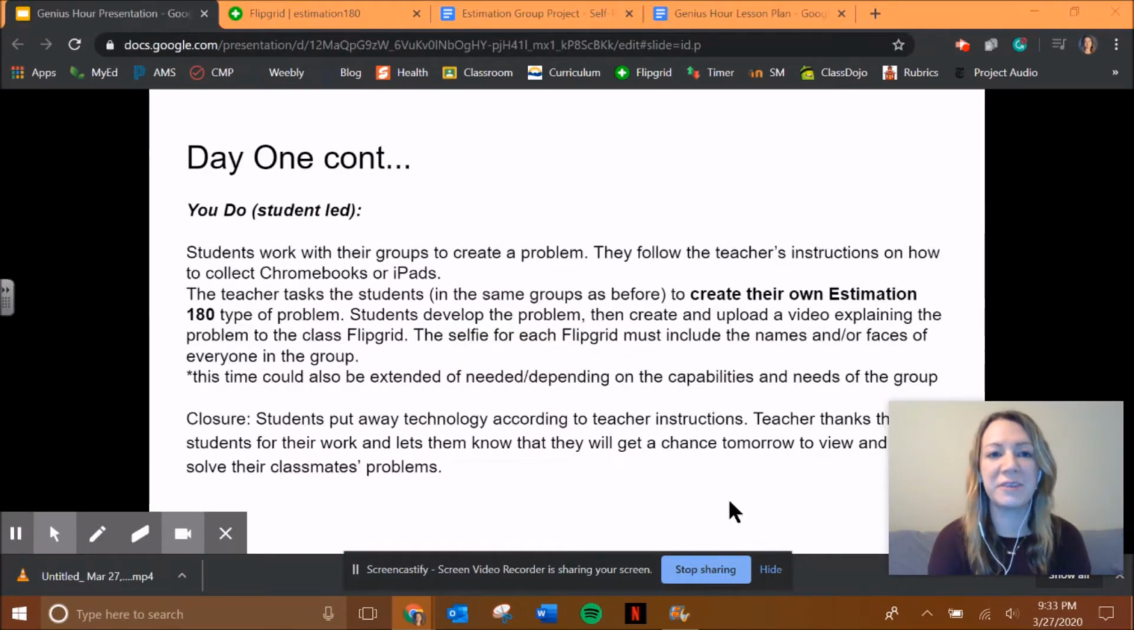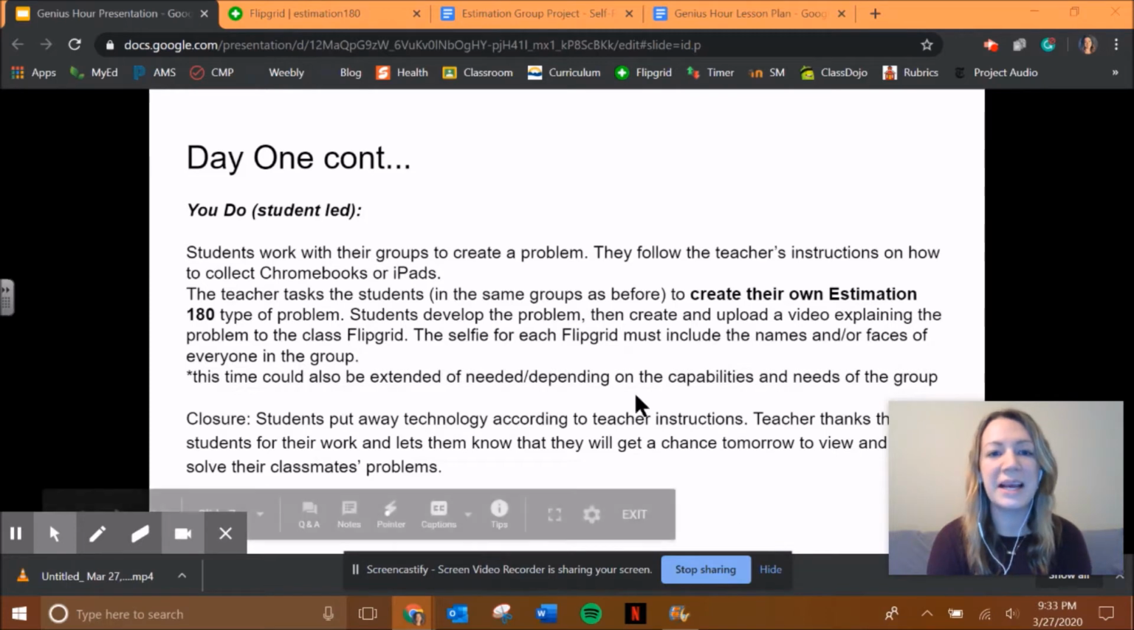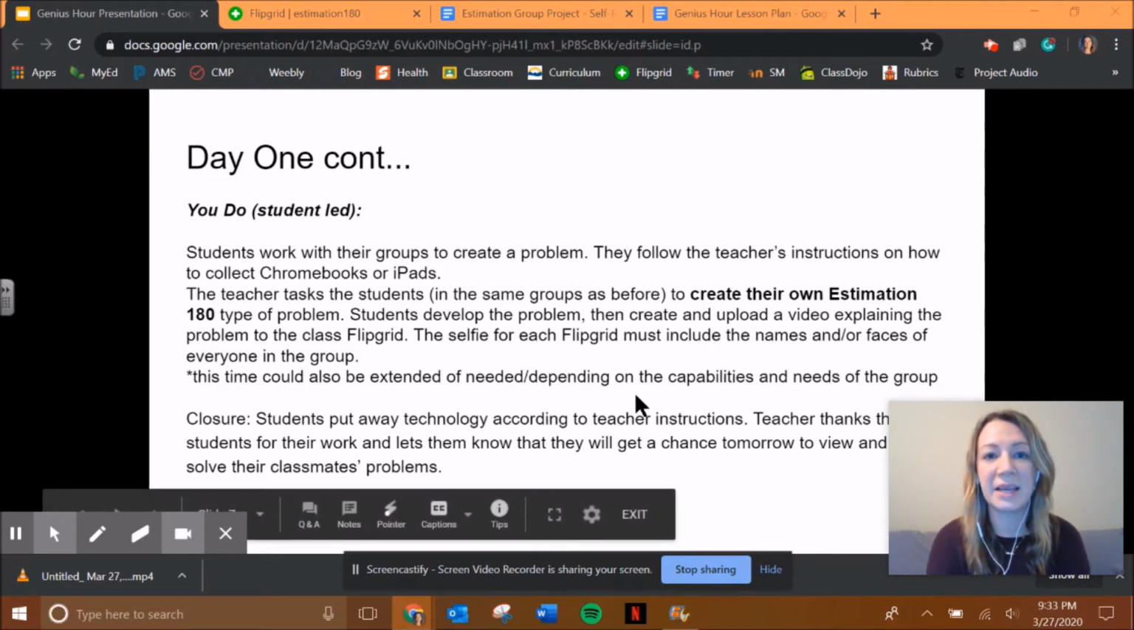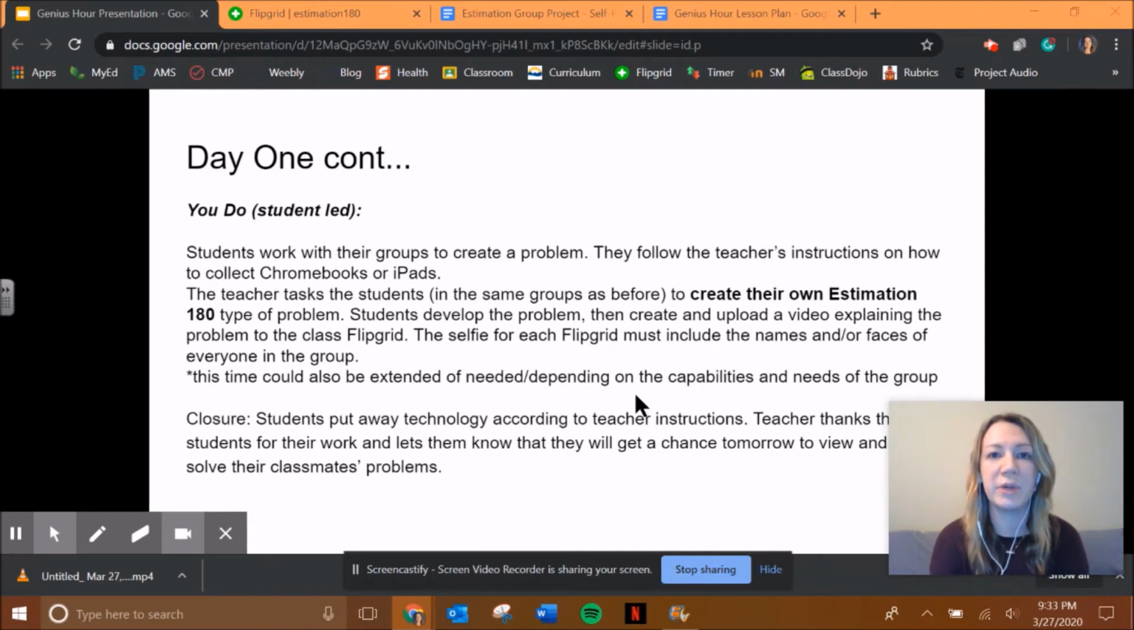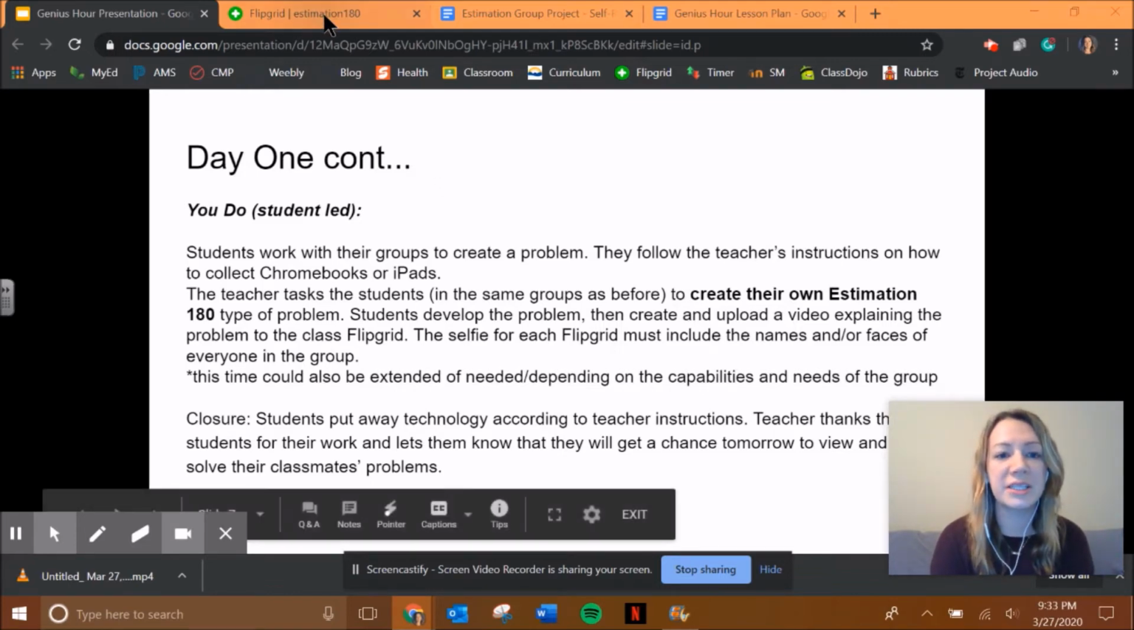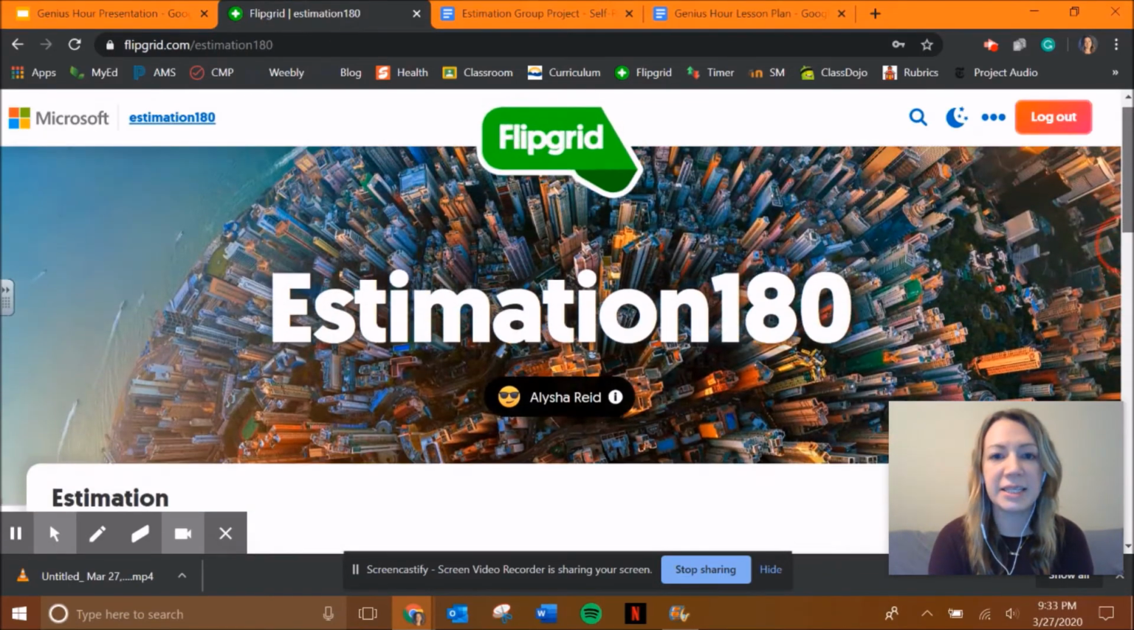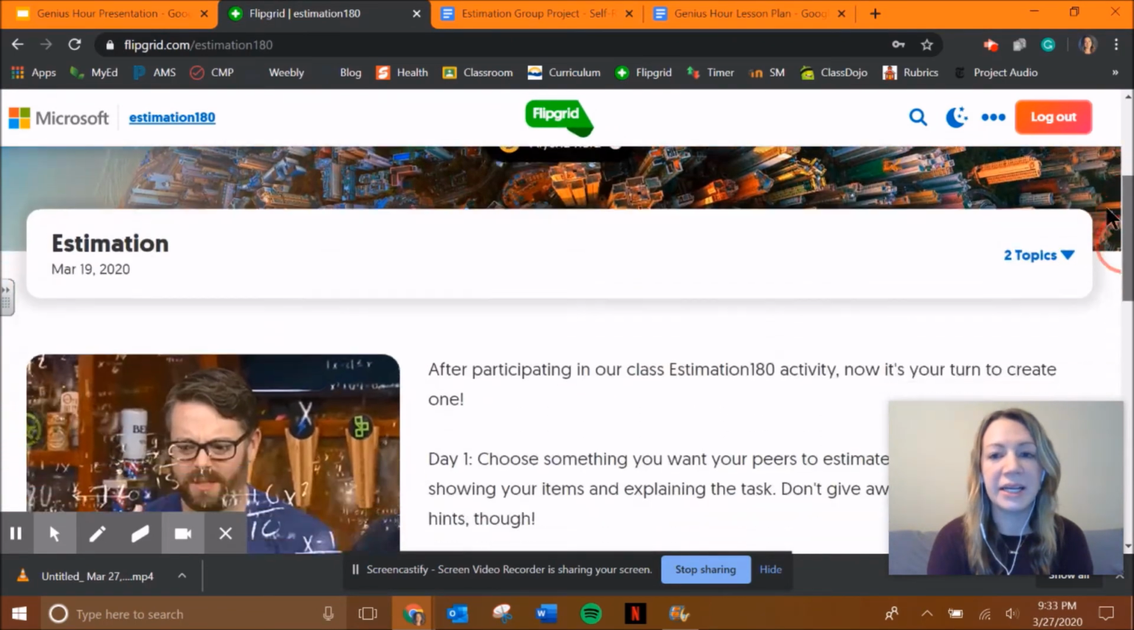Our final section for day 1 is our student-led section. This is where the students are going to stay in the same small groups they were just in previously, and they're going to create their own Estimation 180 type of problem. They're going to develop the problem and then create and upload a video to our class Flipgrid, which looks like this. It is just called Estimation 180.